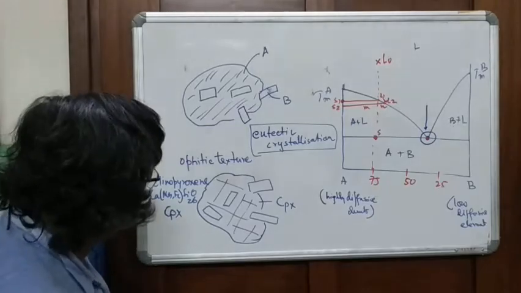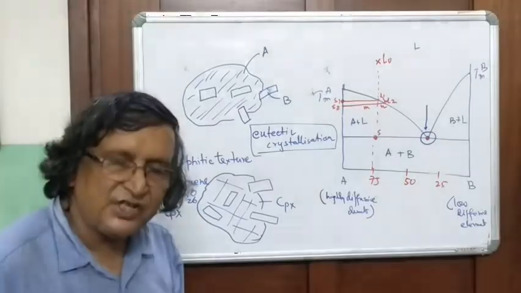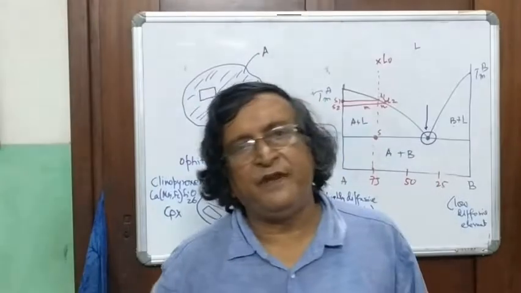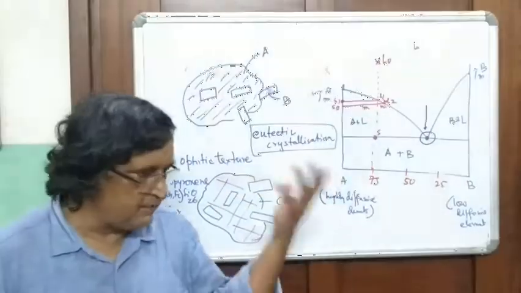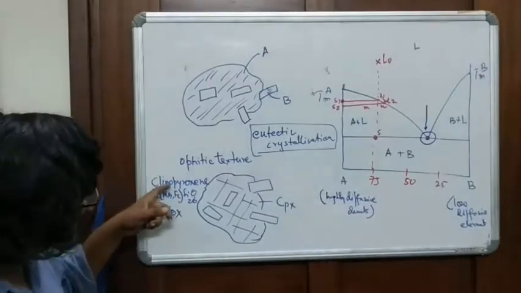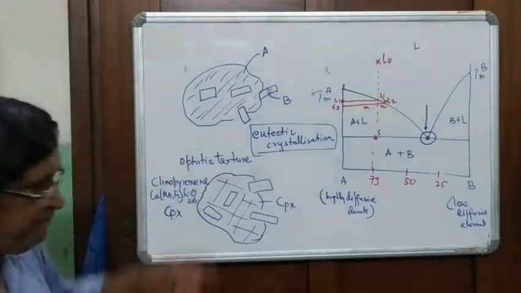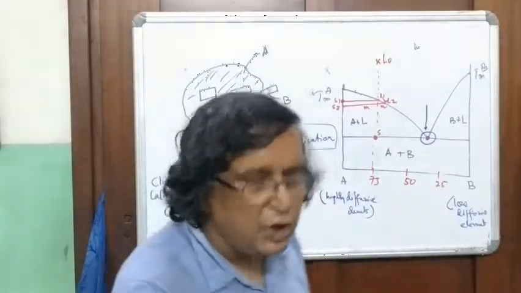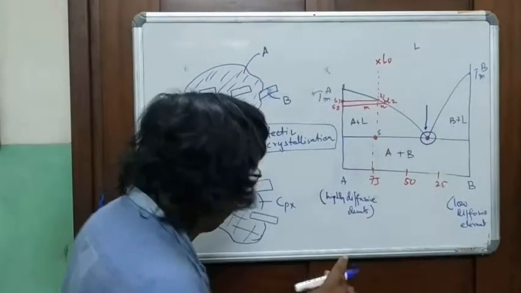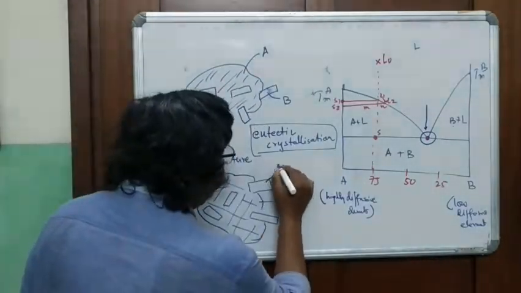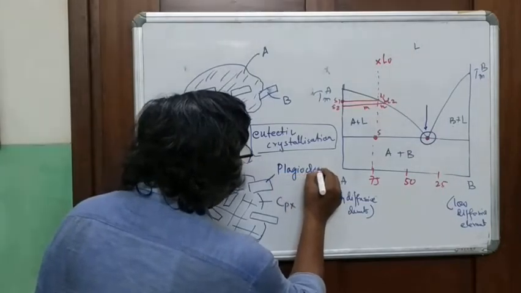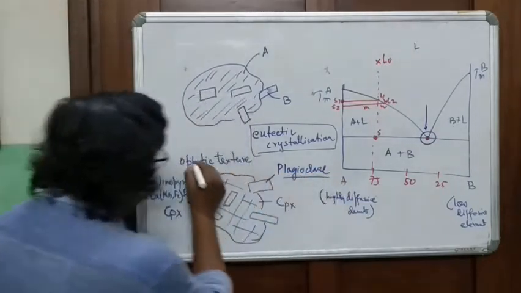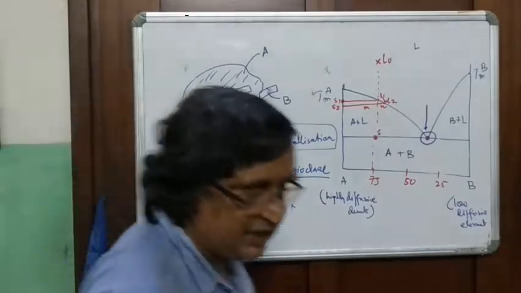Why it's called clino? Because it crystallizes in the monoclinic system. Your teacher in crystallography and mineralogy should be telling you all about this. Monoclinic, triclinic systems, etc. So you have clinopyroxenes which completely to partially enclose a mineral which I have already told you is called plagioclase. So this is called an ophitic texture.